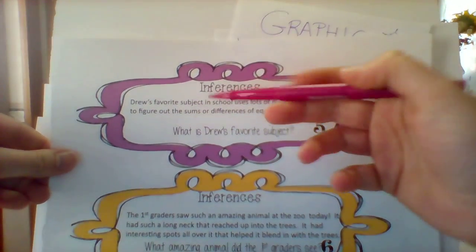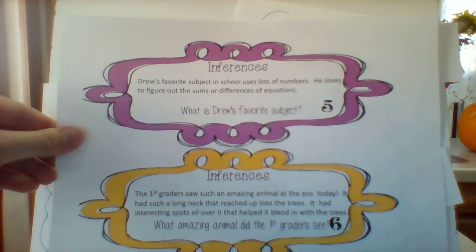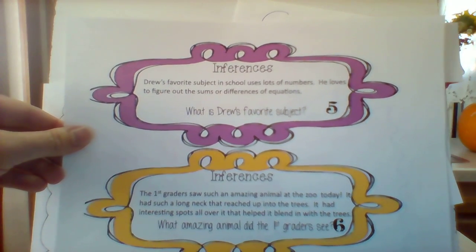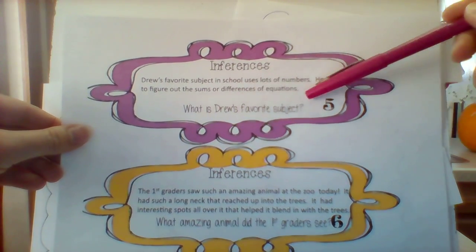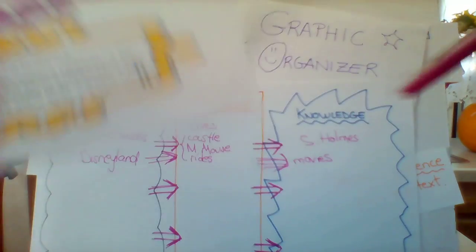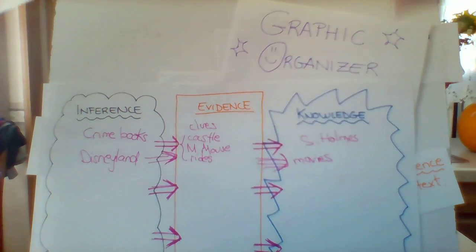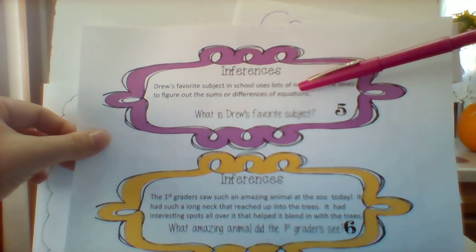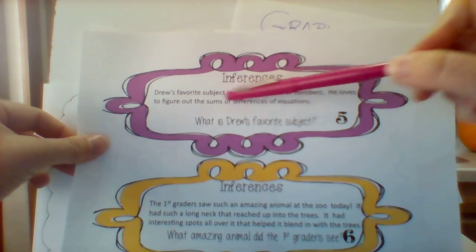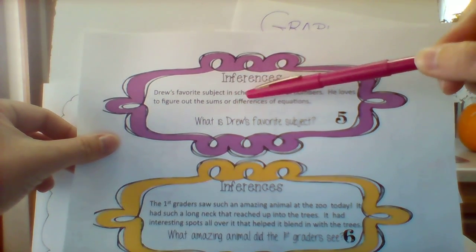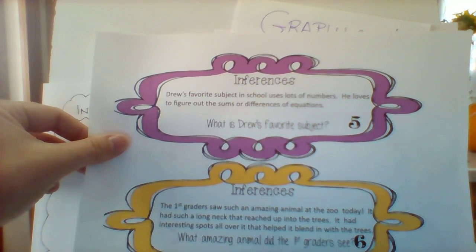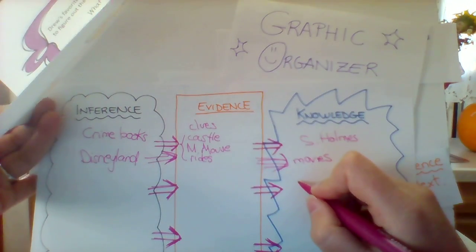Drew's favorite subject in school uses lots of numbers. He loves to figure out the sums or differences of equations. What is Drew's favorite subject? Again, I'm going to use my graphic organizer. Evidence and knowledge. Okay, evidence. Let's analyze our text. We're looking for favorite subject at school. Do I know subjects at school? Yeah, I know math, reading, science, etc. So this is my knowledge. I already know subjects.